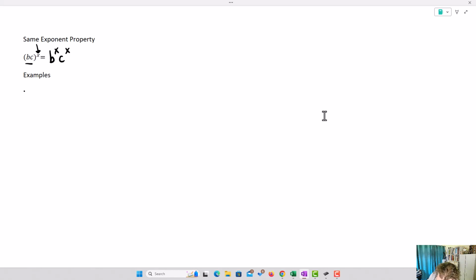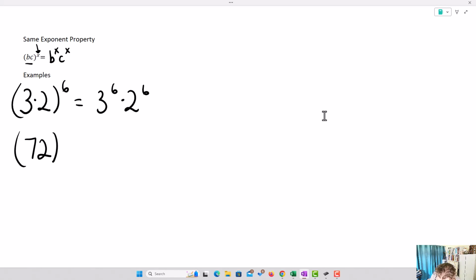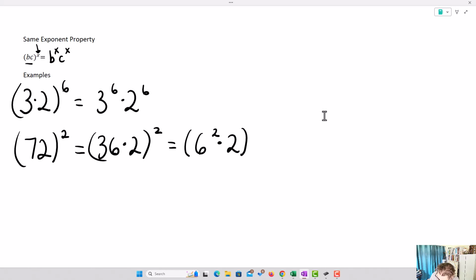So we'll take an example. Let's say I've got 3 times 2 to the 6th power. Well, now I can just rewrite this as 3 to the 6th times 2 to the 6th. And there we go. Let's say again I've got 72 squared. And I'm like, okay, well, what is that? Let's say it's 36 times 2 squared. And if we wanted to, we could rewrite 36 as 6 squared. So we'll make this into 6 squared times 2 squared.